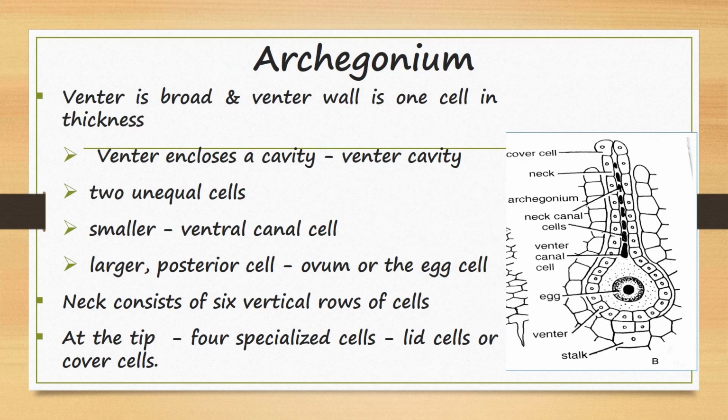As we studied a few minutes back, archegonium is formed of 3 parts: stalk, venter and neck. We already know the stalk is small with few cells, but the venter is broad and the venter wall is 1 cell in thickness. The venter wall encloses a cavity called venter cavity, which consists of 2 unequal cells. The first cell is very small and we call it the venter canal cell, and the larger one is the posterior ovum. It is also called the egg cell. Then the neck consists of 6 vertical rows of cells. At the tip, 4 specialized cells, that is lid cells or the cover cells, are present.